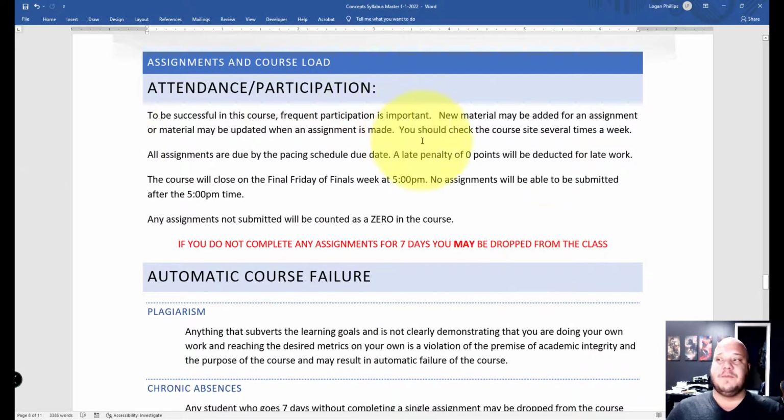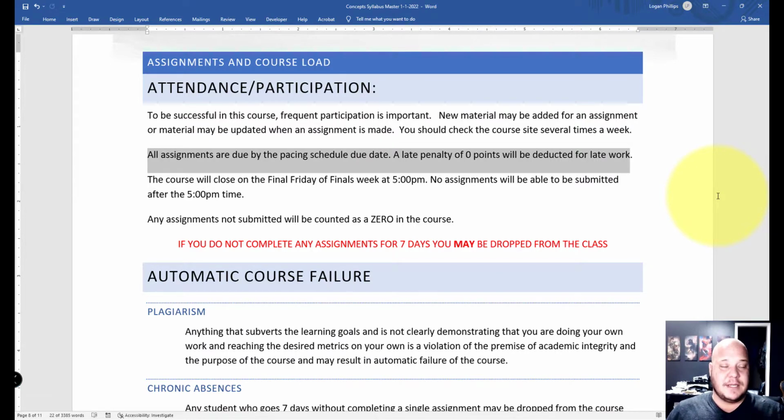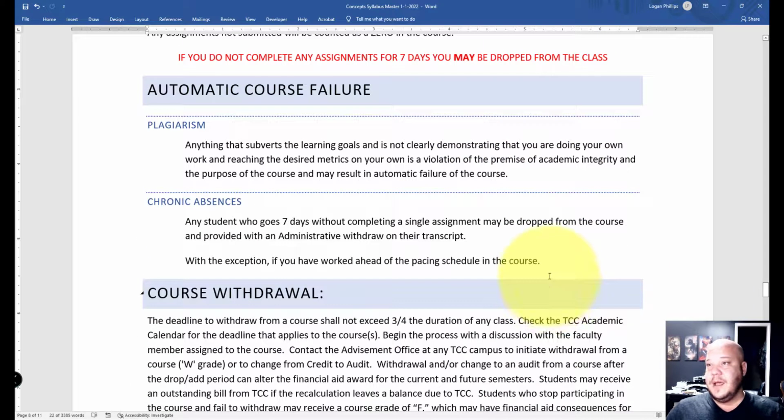Attendance and participation. All assignments are due by the pacing schedule, but we do have a late penalty of 0 points. If you miss a pacing schedule due date, you will not be deducted any points, but you must have everything turned in no later than the final Friday of finals week at 5 p.m. So everything's due by the pacing schedule, but if you miss a deadline, you get behind, catch back up. I'm not going to penalize you. I understand adult things happen in the adult world. Get them accomplished, turn them in, but no later than the final Friday at 5 p.m. Any assignments not submitted by then will be counted as a 0.